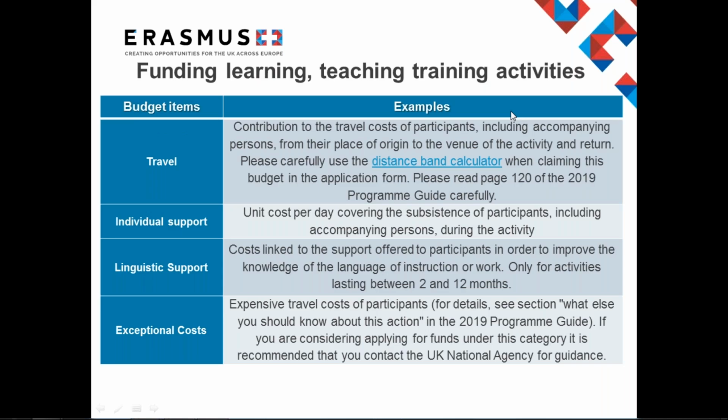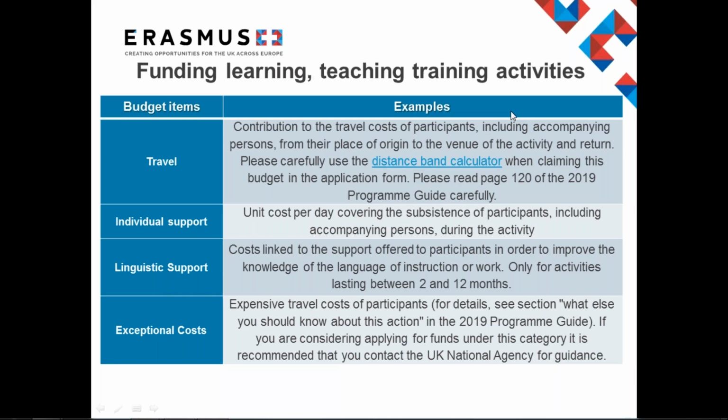For travel, you can apply for a contribution to the travel costs of participants, including accompanying persons, from the place of origin to the venue of the activity and return. Please carefully use the distance band calculator when claiming this budget in the application form. Please read page 120 of the 2019 Programme Guide carefully.